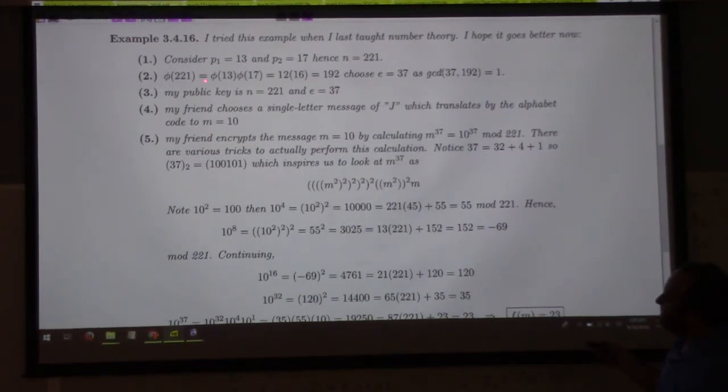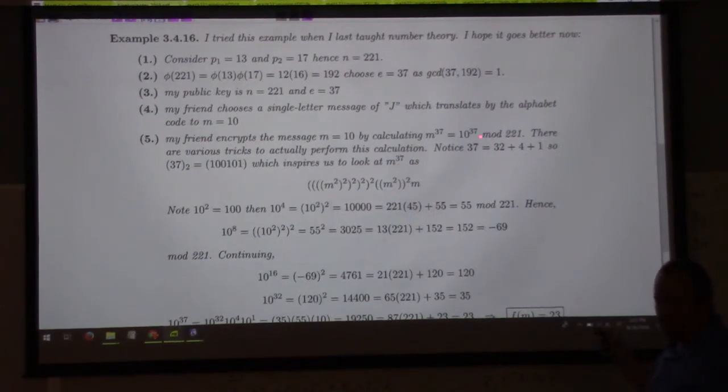So the Euler phi function is this. I'm going to choose the encryption exponent as 37 because it's relatively prime to 192, which is the order of the group of units mod 221. My public key then is 221 and an encryption exponent of 37. My friend chooses the message 10. Then you have to calculate m to the 37 mod 221. So that's 10 to the 37 mod 221.